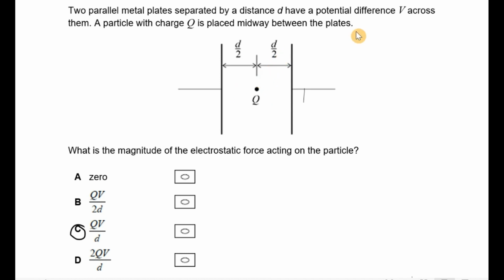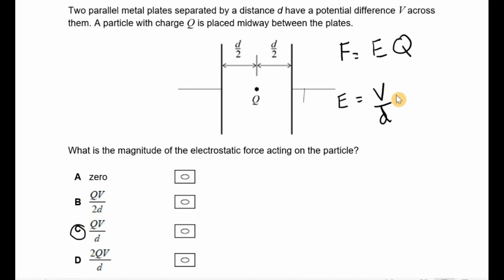So the force on a charged particle is equal to the field strength multiplied by the charge, and the field strength in a uniform field is equal to the potential difference divided by the separation, or the distance between that potential difference. In this particular case, it's the distance between the plates.